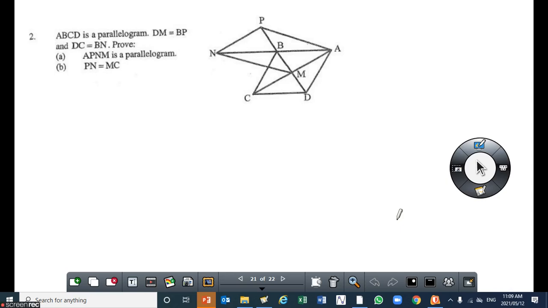All right, so in this question, we are told that ABCD is a parallelogram, and DM is equal to PB. Also, DC is equal to BN.